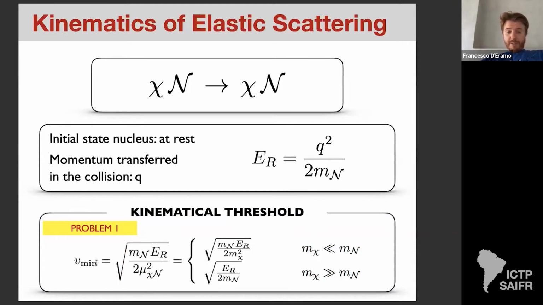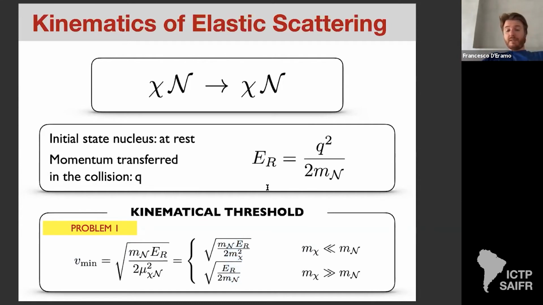Look at problem 1 if you want the details, but the minimum velocity that the WIMP needs to have to produce a given recoil energy is given by this general expression. It's instructive to see what happens when the dark matter mass is much lower or much larger than the nuclear mass. The reduced mass becomes the lowest of the two masses of the system. In particular, the case when the dark matter mass is low is interesting because it shows you that you need a velocity which goes higher and higher as the mass goes lower and lower.